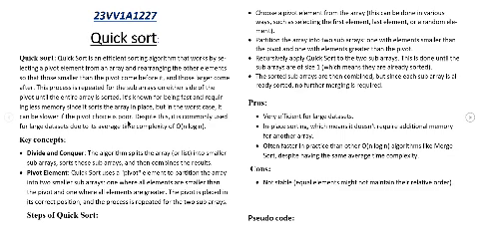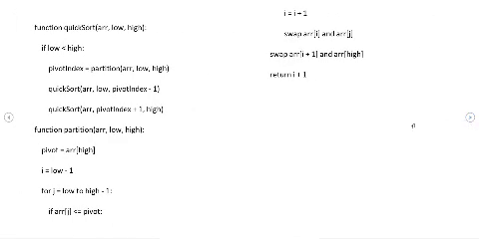Pseudocode for the quicksort. Let's go through the explanation of the pseudocode. Quicksort is a divide and conquer algorithm. It partitions the array into two subarrays around a pivot element. Elements smaller than the pivot are placed to the left and elements greater than the pivot are placed to the right. It recursively applies the partitioning process to subarrays until the entire array is sorted.